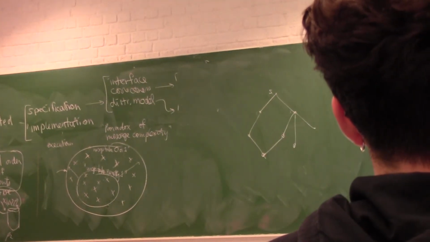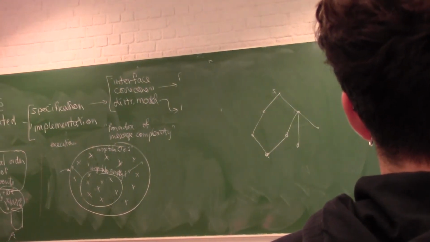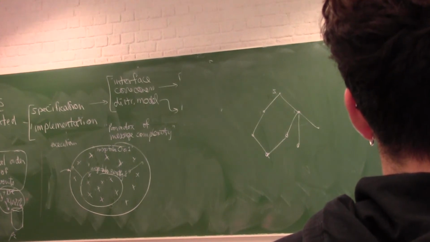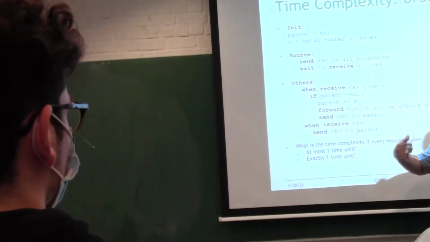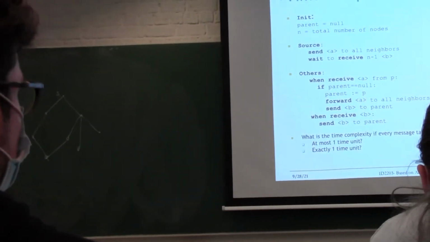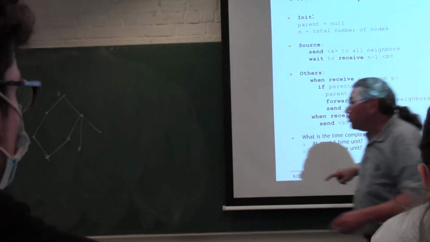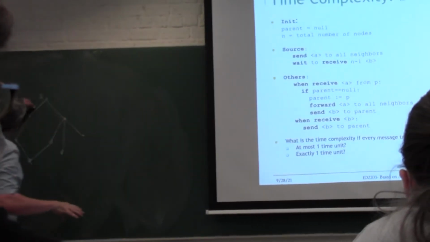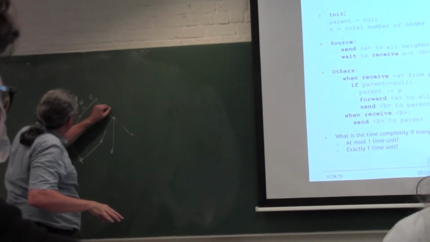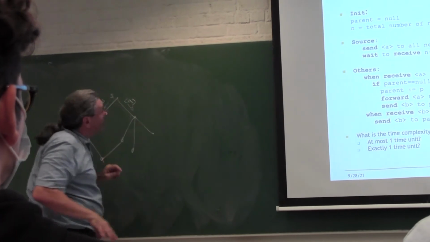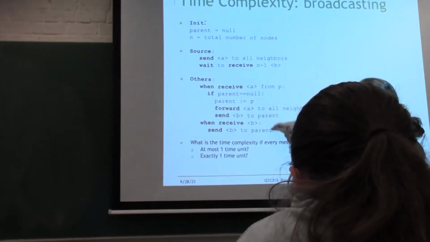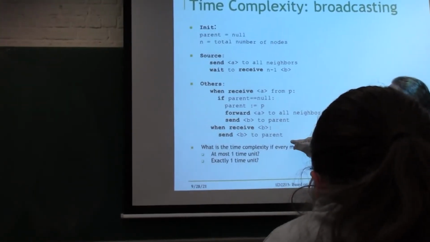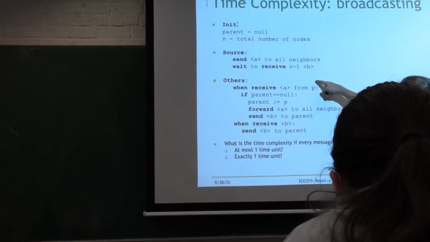So how does it work? I send A, this is the message I want to broadcast, to all the neighbors. And then I wait, because I want to know when the algorithm is finished, when everyone has received it. So it sends A to all the neighbors, okay, like that. And the other nodes all execute different code. The source sends A, but all the others execute this code.